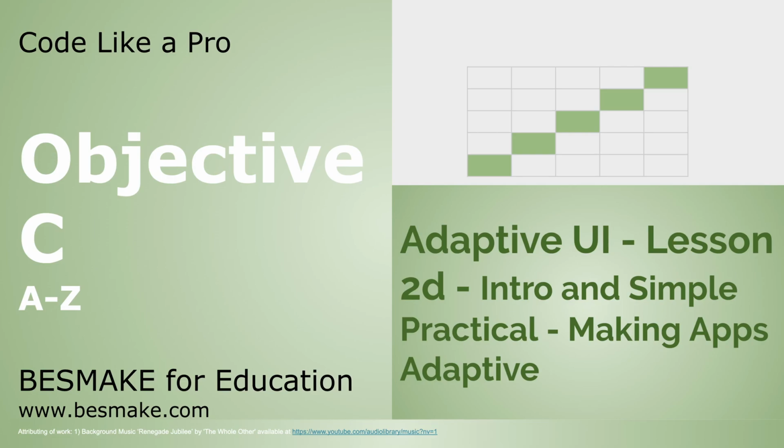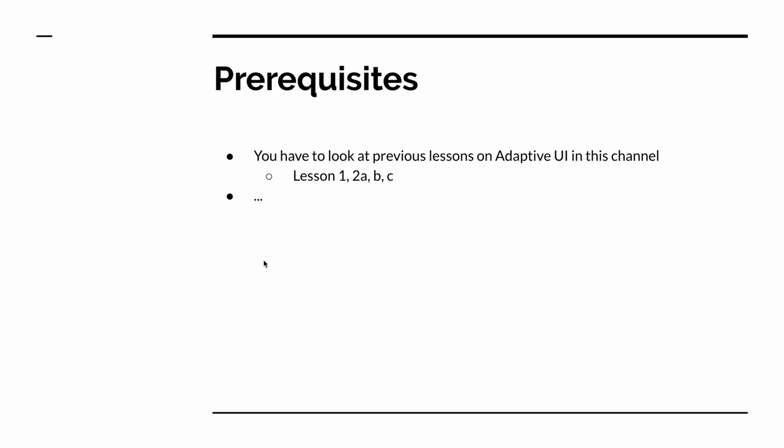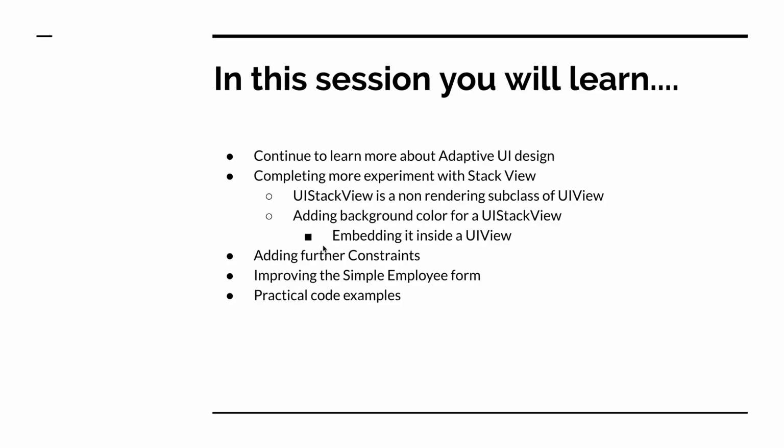The lesson name is Adaptive UI Lesson 2D, Intro and Simple Practical, Making Apps Adaptive. We'll be using Xcode version 11.4.1 for practicals and Apple developer docs for referencing. So let's start with this. This is lesson 2D, which means you have to make sure that before you look into this, you finish lesson 1 and then lesson 2A, 2B, 2C under adaptive UI development in this channel. So make sure you look at them before you look into this.